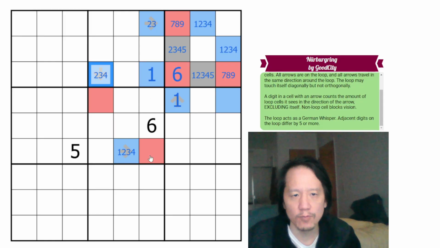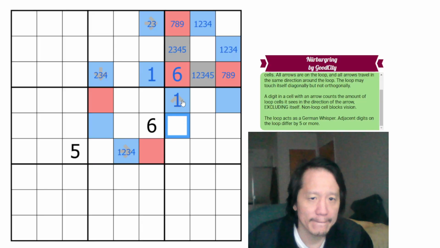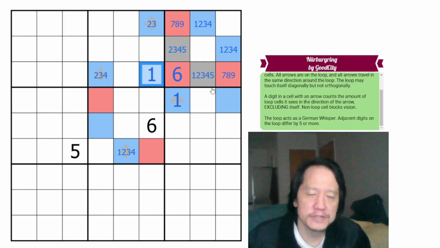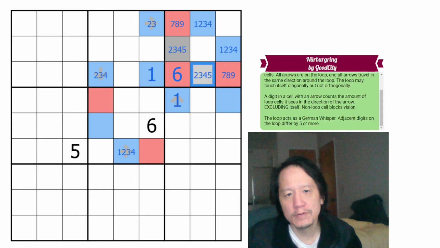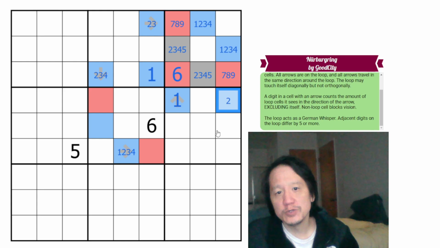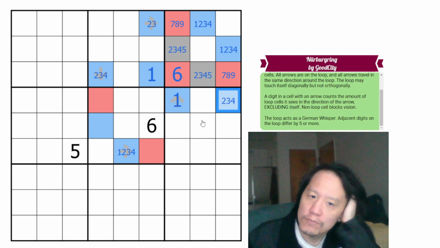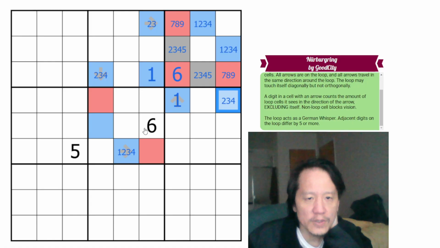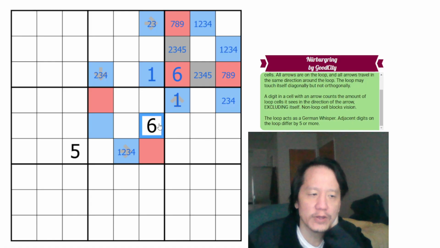So this cannot be 1, which means this one also extends further. So this has to be 2 at least. So this is blue. This is 1 now, so this can't be 1. This has to be 2, 3, or 4. This can never be on the loop because it would have to be high, and that would be next to another high. So this can never be on the loop. Obviously, the 5 can never be on the loop.